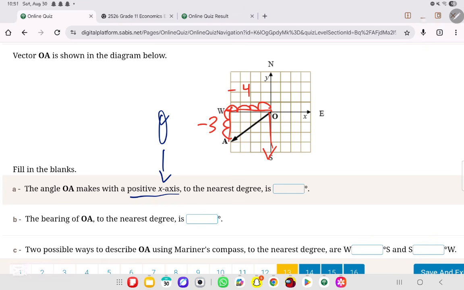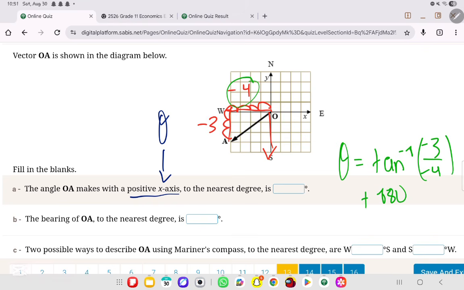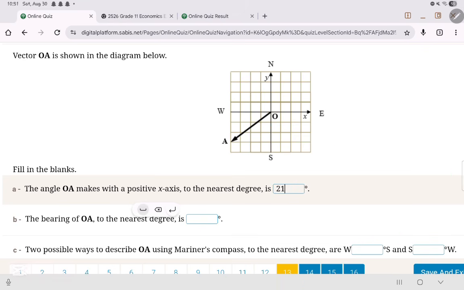So they're asking for theta. Theta, again, is tangent inverse y over x, so minus 3 over minus 4. But stop. Again, our x is negative. Because our x is negative, we add 180. So shift tan inverse minus 3 over minus 4 plus 180. You will get approximately 217 degrees. So our answer is 217 degrees.